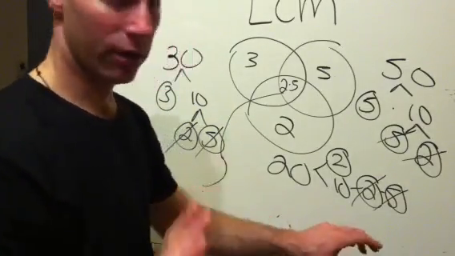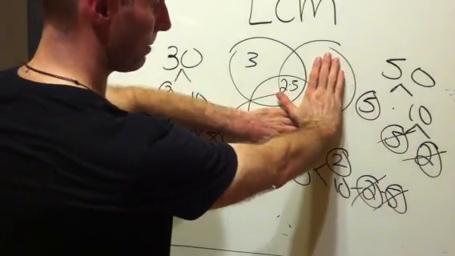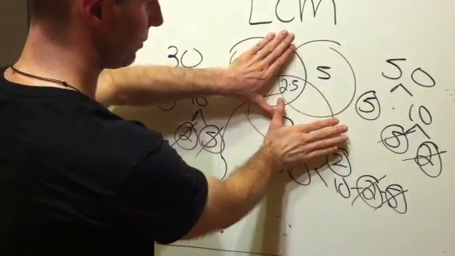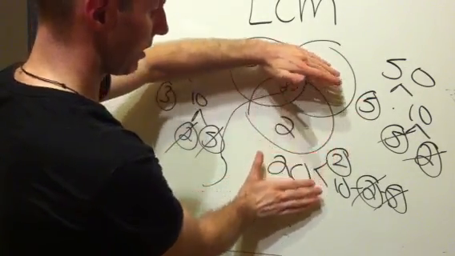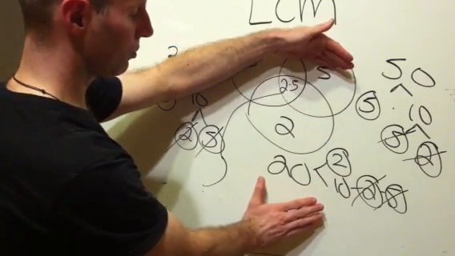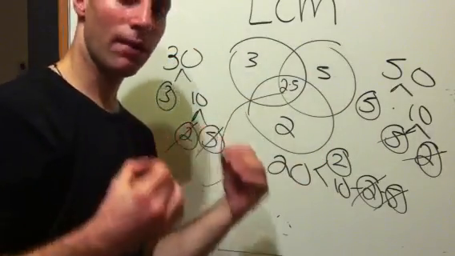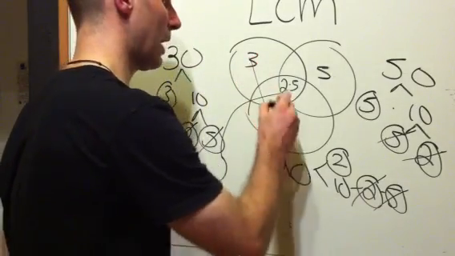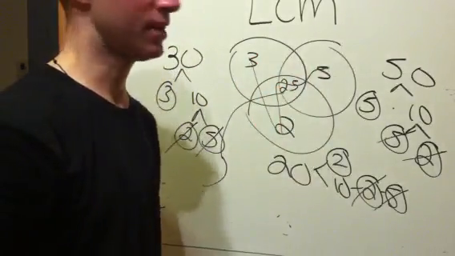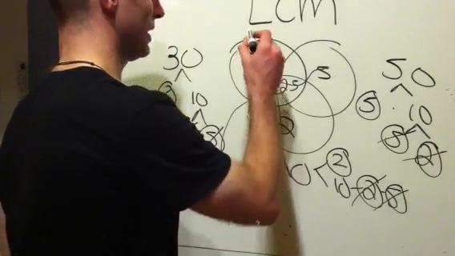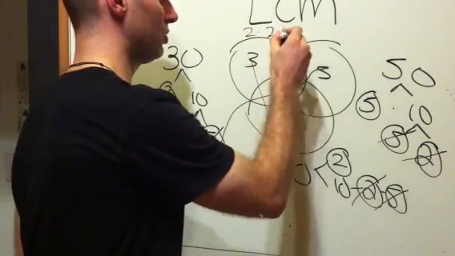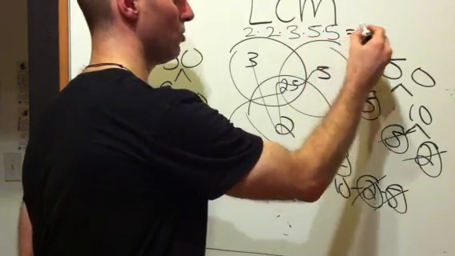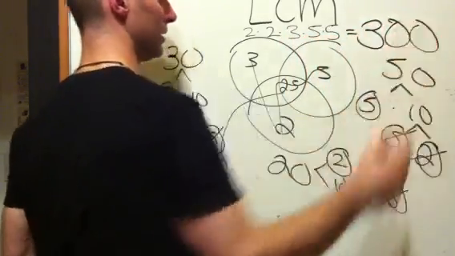So if we look at our Venn diagram, we've organized it so that the prime numbers that make up 30 are 3 times 2 times 5, 50, 2 times 5 times 5, and 20, 2 times 2 times 5. The way we find the lowest common multiple is all we need to do is multiply the prime factors that are left inside your Venn diagram. So that would be something like this. 2 times 2 times 3 times 5 times 5. And then when we do that out, you get 300.